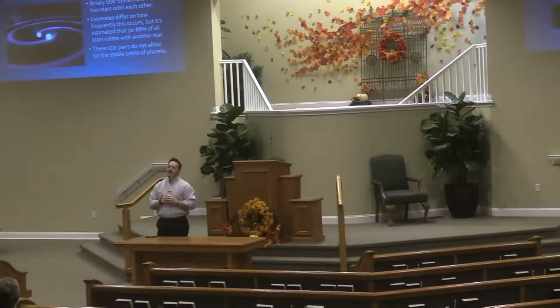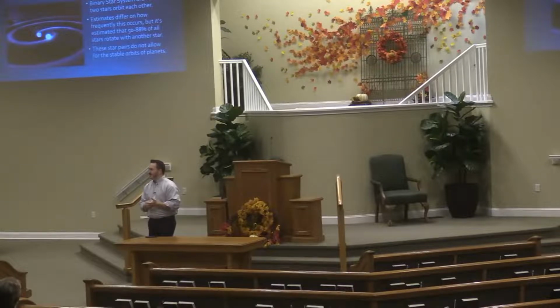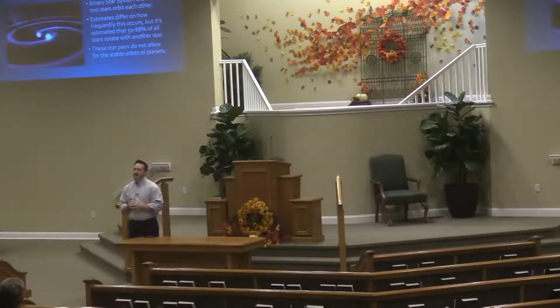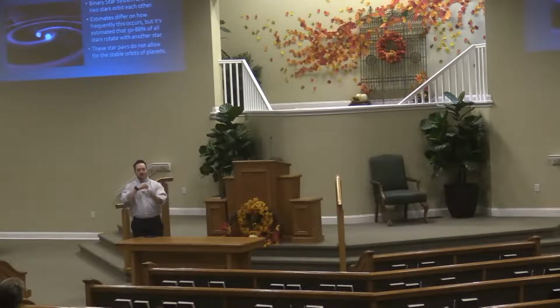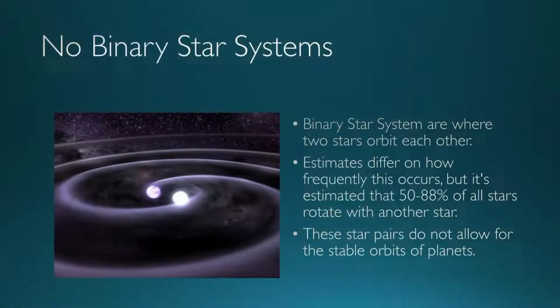Okay? It's incredibly prevalent out there in the universe. What they estimate is between 50 and 88% of the stars out there actually rotate with another star system as they go around. The problem with that is that you can't have any stable orbits for any planet if you happen to co-rotate with another star.